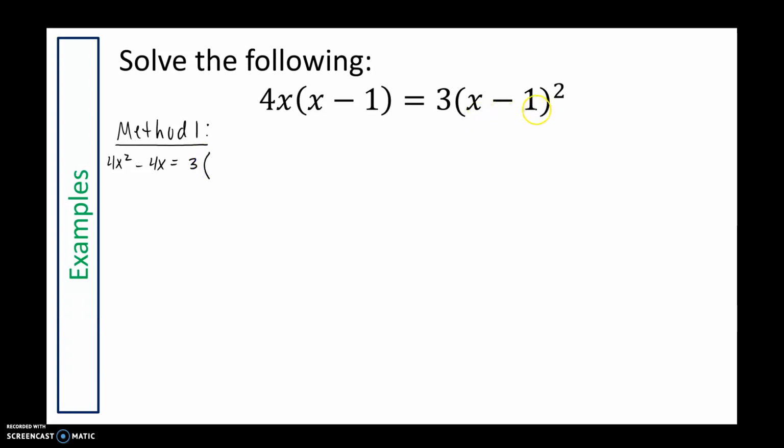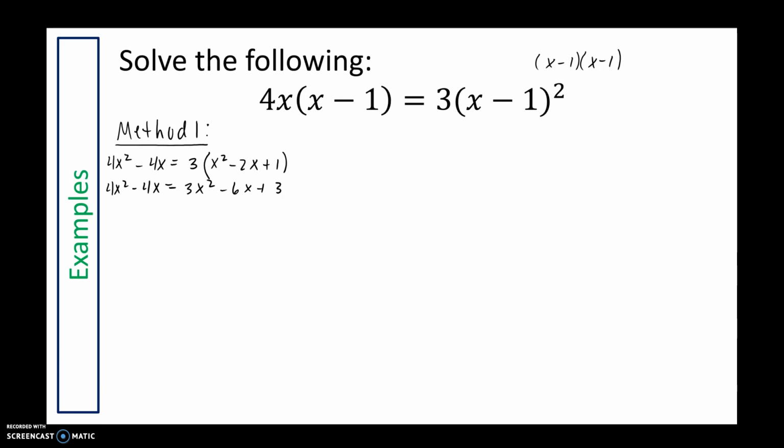Here I am squaring a binomial. So if you need to, write that out as x minus 1 times x minus 1. Or let's get in the habit of what the form of that always looks like. Square the first term, double the product of the two terms, square the last term. Okay, now I'm going to distribute the 3. Now I have a quadratic, no more parentheses, nothing more to distribute.